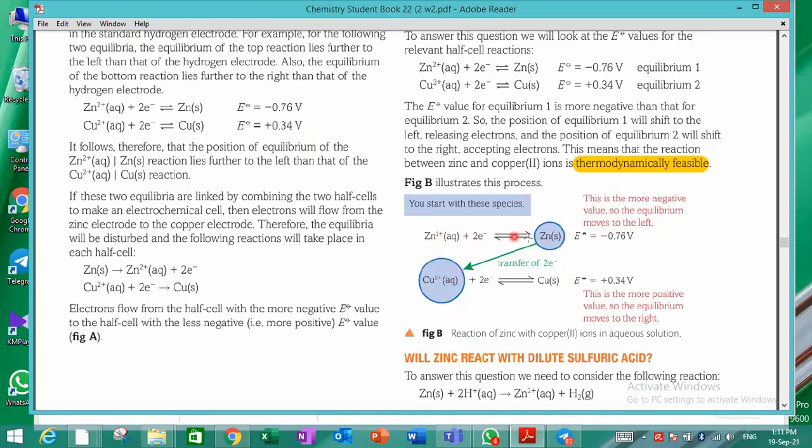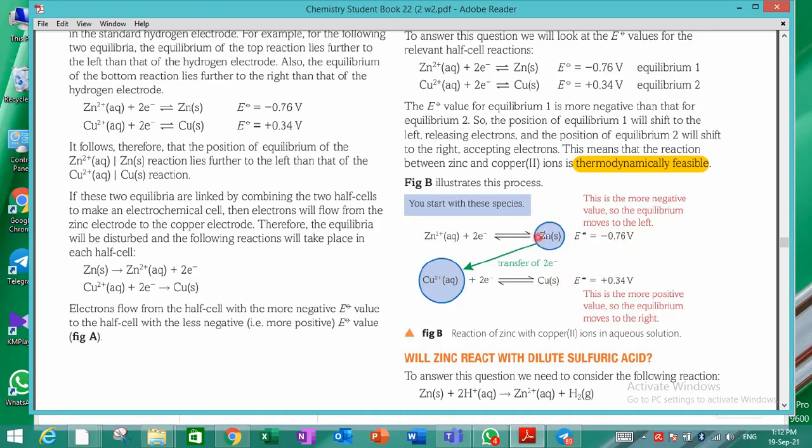This means that if we arrange these two equations so that the one that has the less positive value, or the more negative value for standard electrode potential, is on top, and the one that has the positive value, or the less negative value, is at the bottom, then we will say that the species present on the top right would react with the species present on the bottom left, which means that zinc would react with copper ions to form zinc ions plus copper.